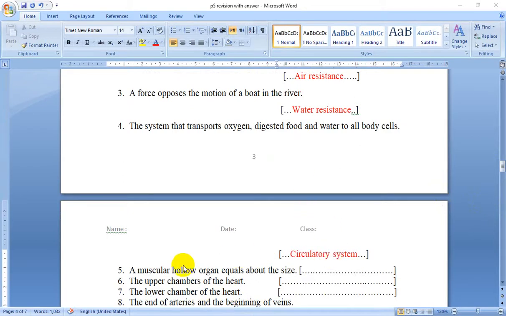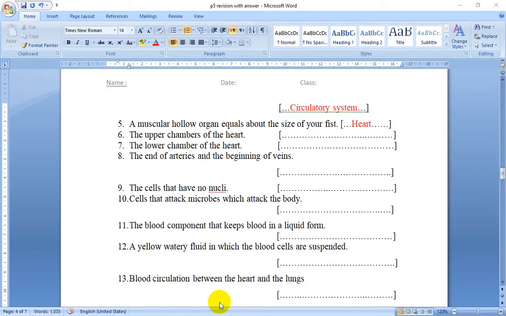Number 5, a muscular hollow organ about the size of your fist. What is this? This is heart. Yes. So a muscular hollow organ about the size of your fist, this is heart.